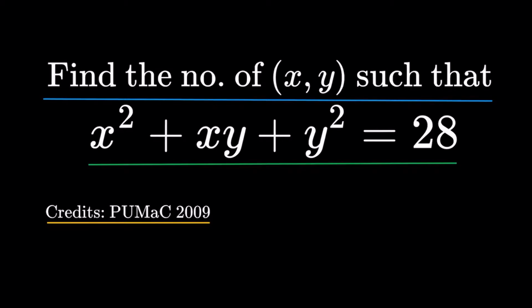Find the number of ordered pairs x, y of integers, so x and y are integers, such that x squared plus xy plus y squared is equal to 28. Credits to the Princeton University Math Contest back in 2009 for this item.